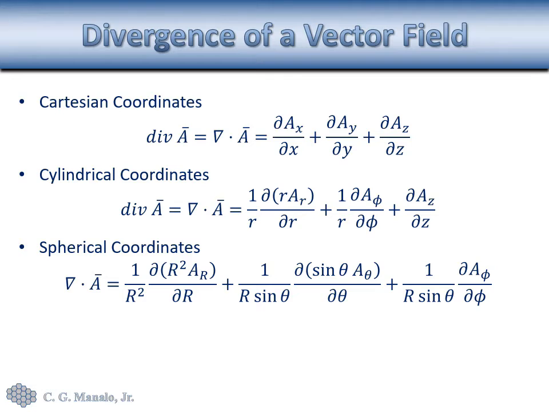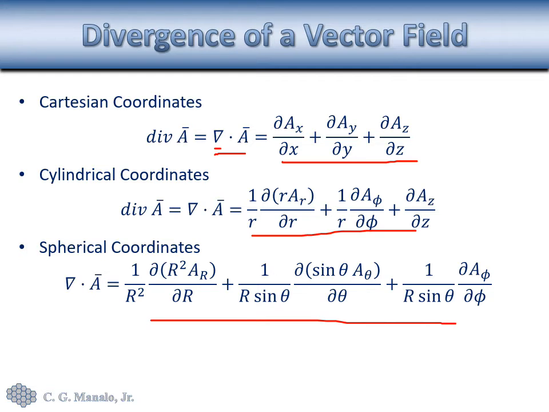Given a vector field A, the divergence is simply the del operator dotted on the vector field. We assume the operator to be a vector. For Cartesian coordinates, that will give us this expression. For cylindrical coordinates, that will give us this expression. And this is for the spherical coordinate system.